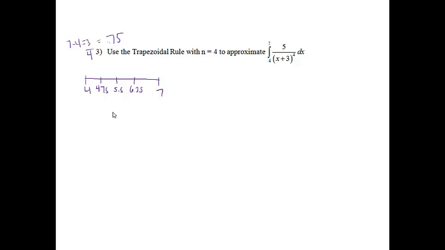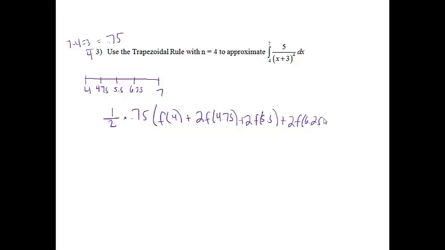Okay, when I use the trapezoidal rule, it's always 1/2 times the height. The height would be what I'm going by, which would be 0.75. And then on the inside, remember we actually will use all of these values. I will find f of 4. My insides get multiplied by 2, so I'll have 2f of 4.75 plus 2f of 5.5 plus 2f of 6.25, and then the last one does not get multiplied by 2. Okay, after evaluating this, I should end up getting 0.003 as an answer.